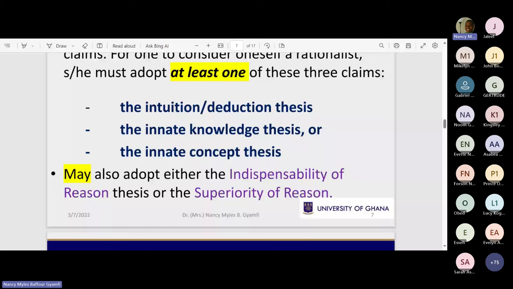Okay. Then the last one is still innate concept. It is also innate, inborn, but not knowledge, not a claim of knowledge, but what? An idea, a specific term, a word. I've given you already free will, beauty, justice, whatever. Okay. Now, so those three, you must have at least one to qualify to be called a rationalist in the technical sense. Okay. But then you may, and may means it's an option.